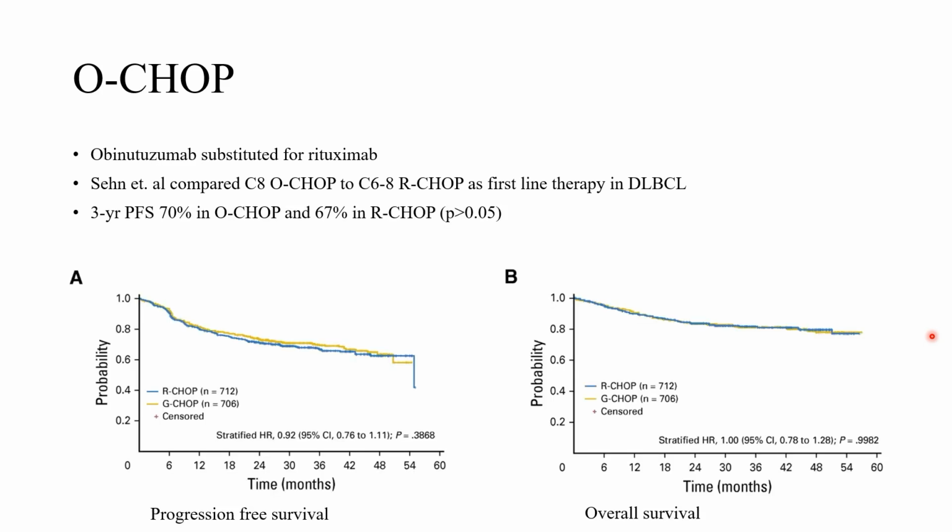And what did we find here? The 3-year progression-free survival was 70% in O-CHOP, 67% in R-CHOP. That was not a significant difference. So they found no significant difference in 3-year PFS between these two regimens. Down here we can see the PFS graph, very tight lines. And the same thing was true with overall survival also. No significant differences. What they did find was the grade 3 through 5 adverse events were significantly higher in O-CHOP.